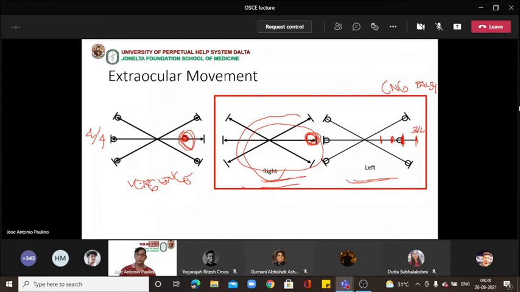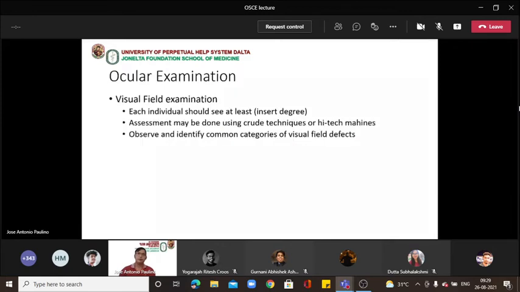Okay? So that's how we report. We say that the left lateral rectus movement, or EOM, is 3/4, meaning the patient has a left cranial nerve 6 palsy. Does anyone have any question at this point? If none, we are moving towards the visual field exam. The visual field, any questions?